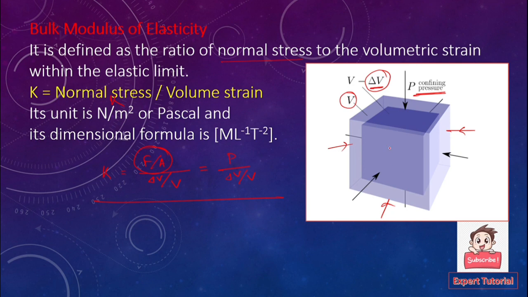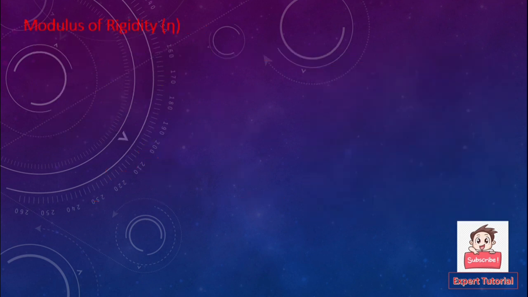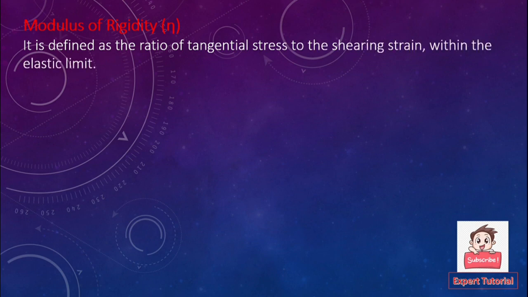Okay, now coming to the modulus of rigidity or rigidity modulus. So it is the ratio of the shearing stress and shearing strain. So eta, as it is known, is basically tangential stress divided by shearing strain. So it is the ratio of shearing stress and shearing strain. Okay, and its unit is also Newton per meter square.